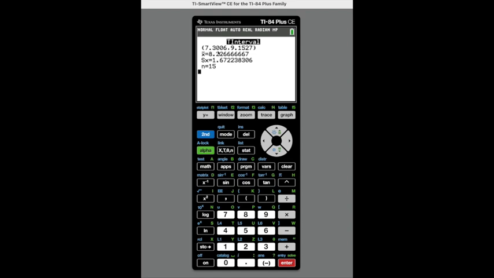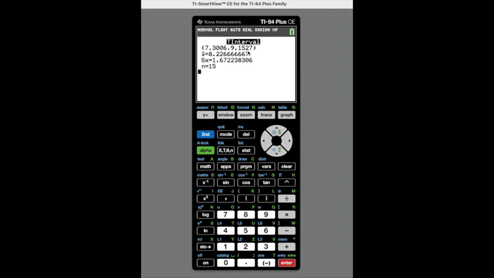We got 7.3006 and 9.1527, which is pretty close to what we got when we did it by hand. Ours is a little bit off because of rounding, but that's pretty typical. And then from there, you can, of course, make your interpretation.